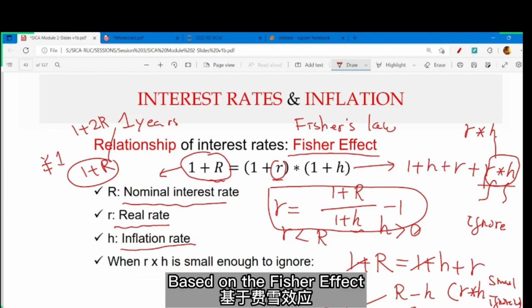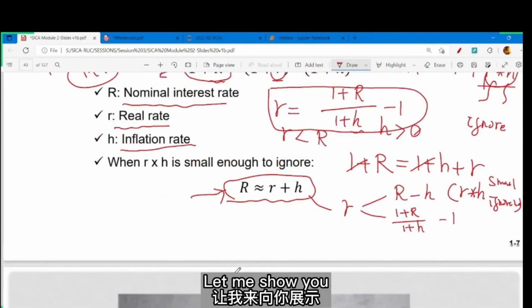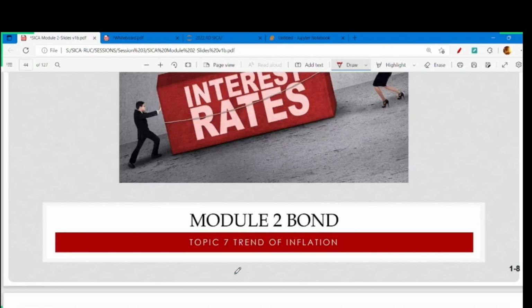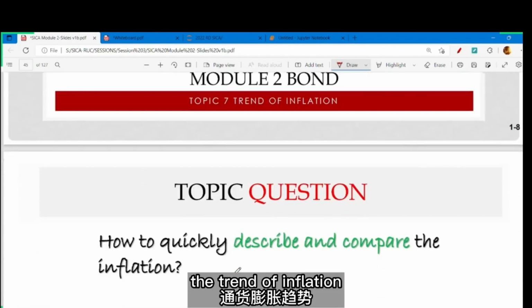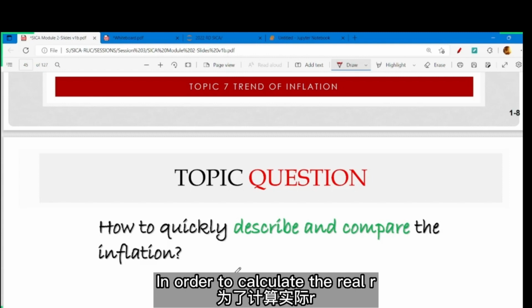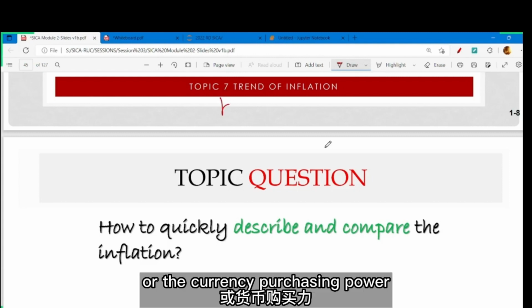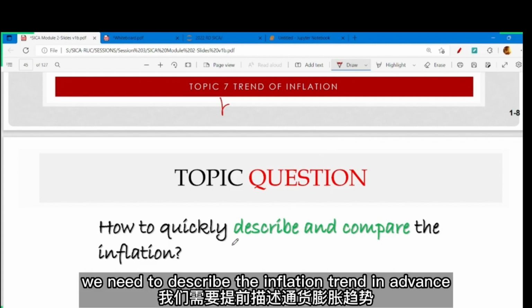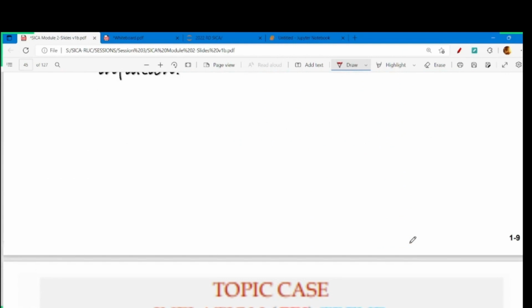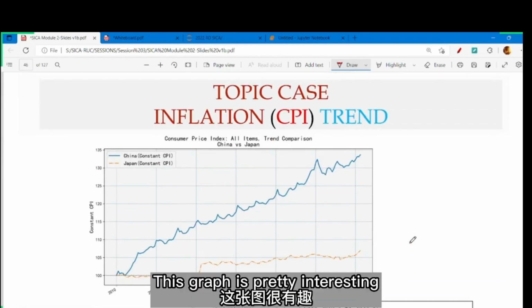Based on the Fisher effect, we can quickly calculate something. Let me show you the trend of inflation. In order to calculate the real r, or the currency purchasing power, we need to describe the inflation trend in advance. Let's look at this graph. This graph is pretty interesting.